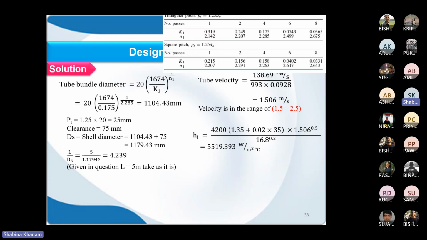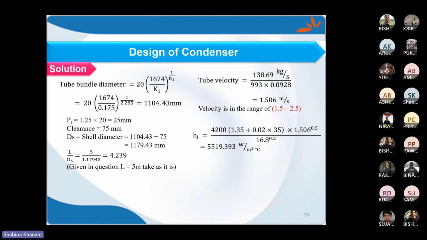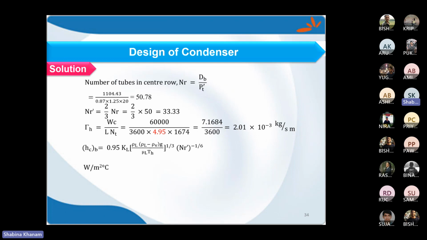Now we will proceed for shell side. This is just K1 and N1 value. You can now take this value for 1/4 pass. So let's start with the shell side heat transfer coefficient.